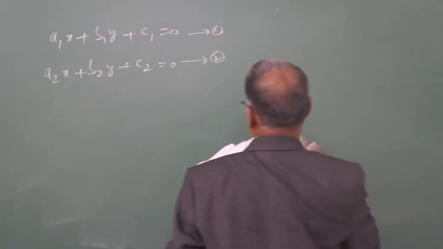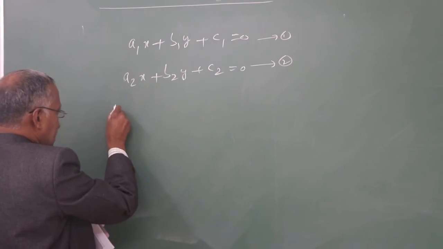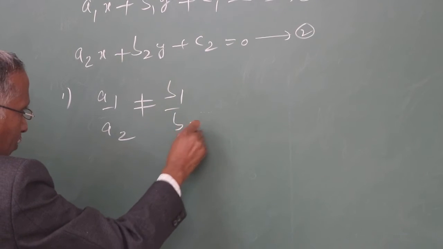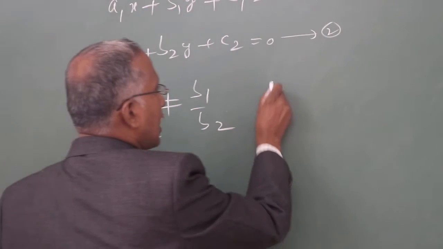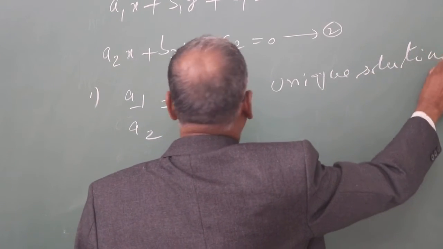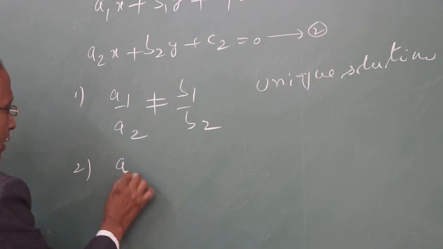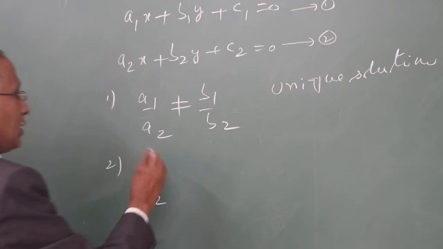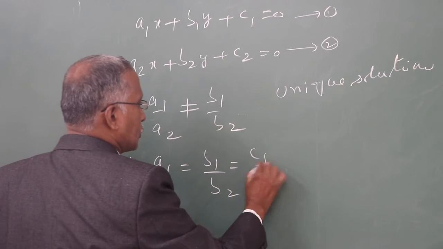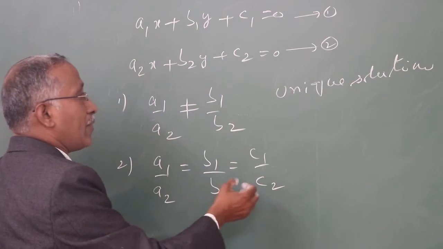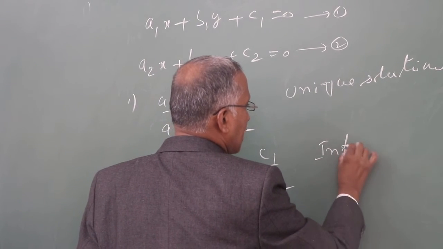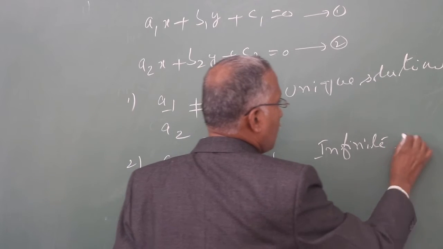What is the condition to say that they have a unique solution? First case, if a1/a2 is not equal to b1/b2, then those lines have a unique solution. This is very important to remember in this chapter. Second case, if a1/a2 = b1/b2 = c1/c2, then they are coincident lines. They have infinite solutions. Remember this, very important.